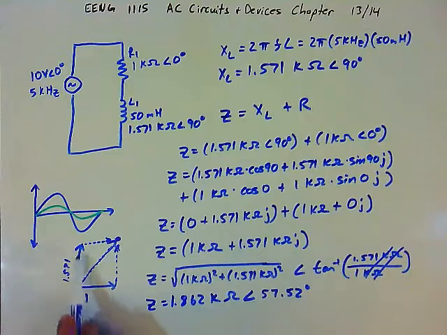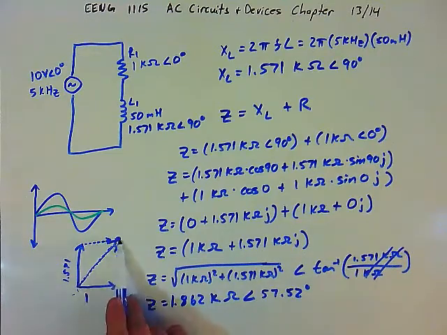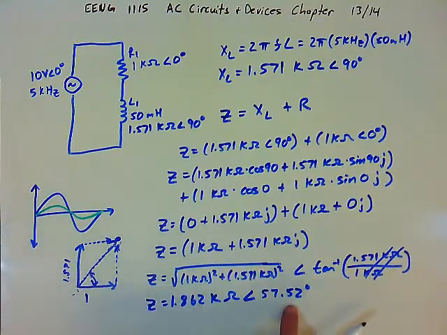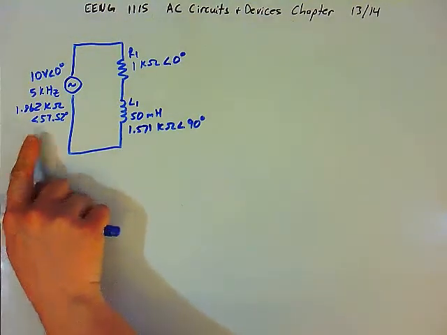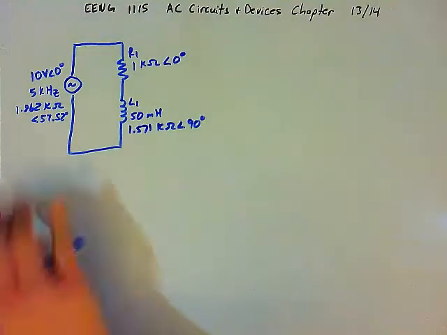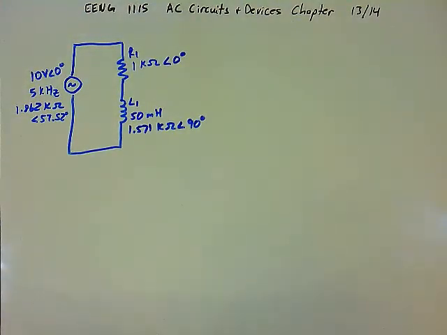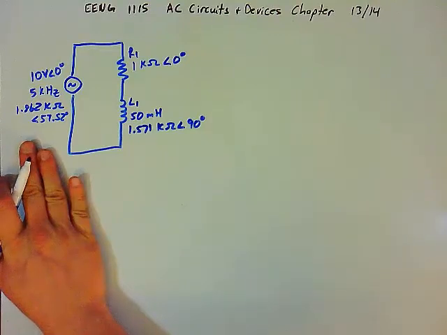Right, so the magnitude is greater than either of the components, and the angle is a positive 57.52 degrees, which is about what my picture here looks like. Important thing is that it's in the right quadrant, and we can see that that's about what it should be. So we found the total impedance, 1.862 kiloohms at 57.52 degrees. I've written that here. And just like with a DC circuit, that's similar to the total resistance. That was the first step.